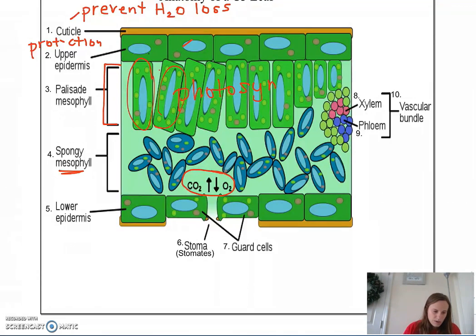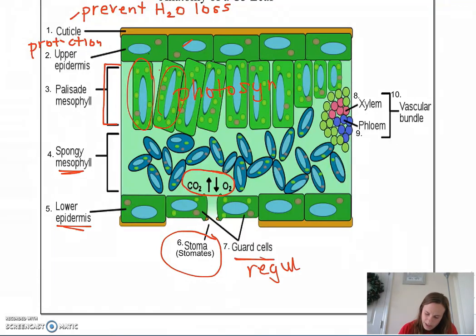Then you've got the lower epidermis. Again, it's used for protection, just as the upper epidermis is used as protection. Number 6 is the stoma, the stomates, the stomata. That enables gas exchange as well as transpiration to occur. Then you've got the guard cells. The guard cells are what regulate the opening and closing of the stoma.